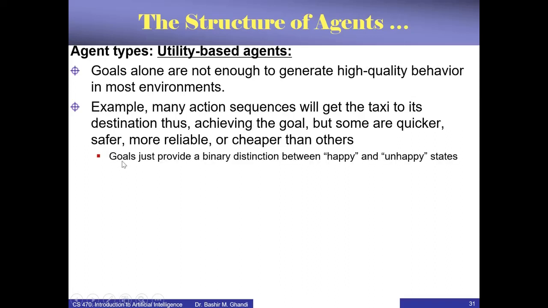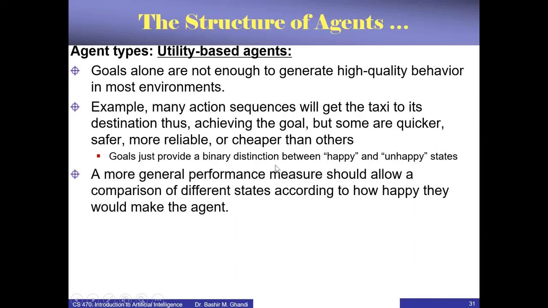In other words, goals just provide a binary distinction between being happy and being unhappy, achieving the goal or not achieving the goal. But a more general performance measure should actually allow a comparison of different states according to how happy they will make the agent. So instead of binary 0 or 1, we should have some range of values, and the agent will now choose the best one among these values.